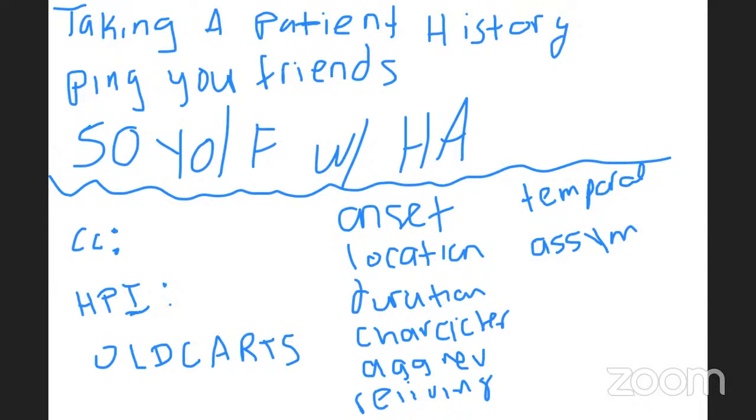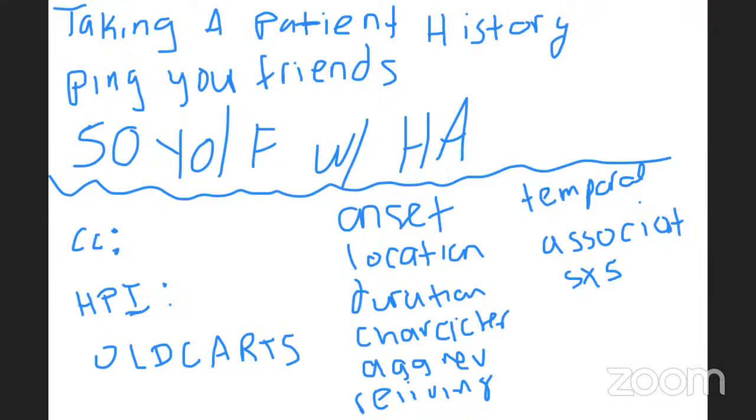Now we're going to get into the S of OLDCARTS, which is the last thing. So other associated symptoms. What other associated symptoms would you want to ask in this patient? Any sensitivity to light? Yes, very good. Yes, she has. Yep, what is that called? Photophobia? Yep, she has photophobia. Neck stiffness, fever, visual disturbances.